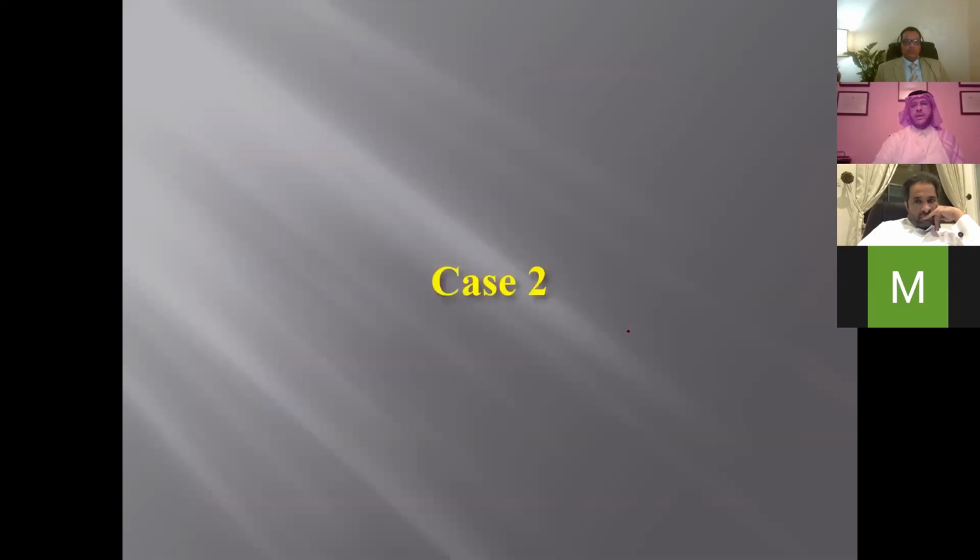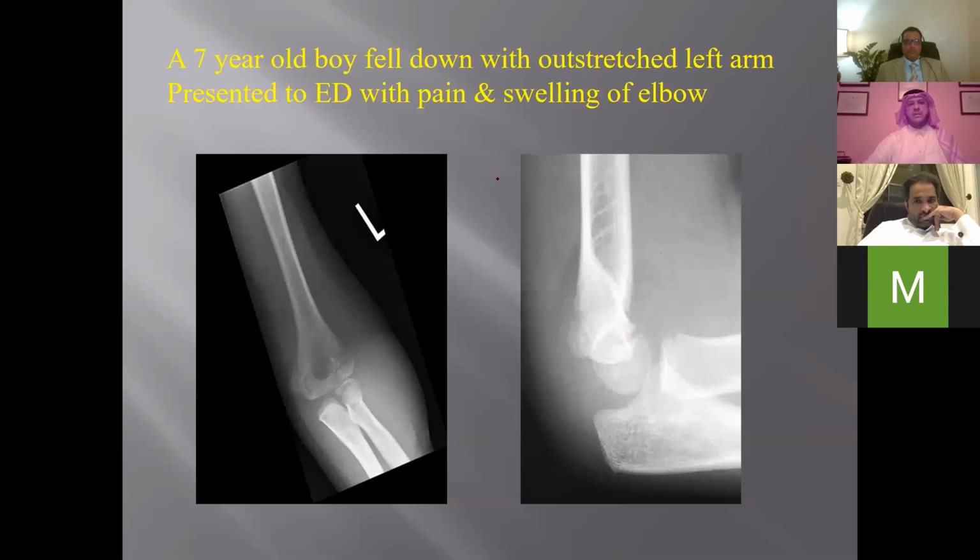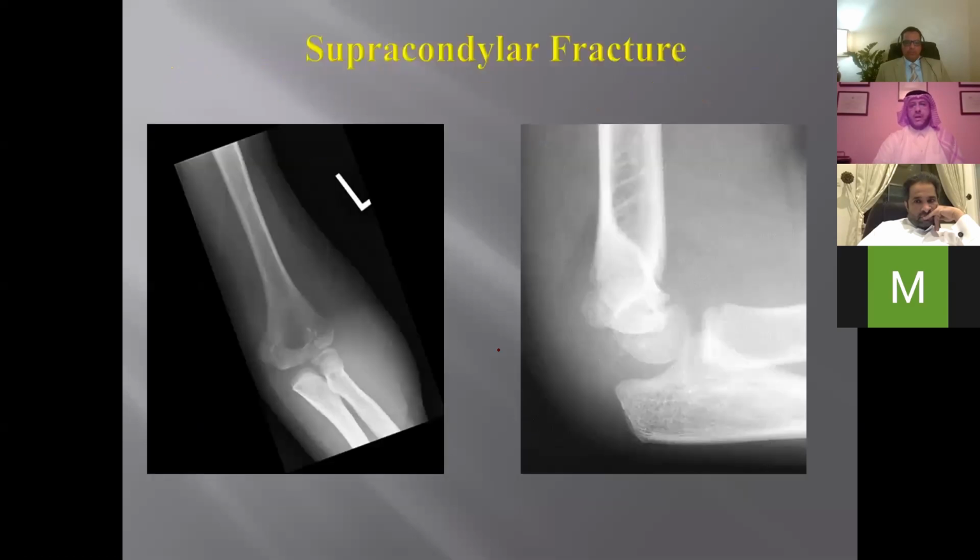So we're going to move to case 2. Again, this is a 7-year-old boy who fell down on an outstretched left forearm and presented complaining of pain and swelling of the elbow. As you see, there is a kind of deformity here, maybe on the distal part of the humerus, and maybe some edema here. Let's talk about some tricks here. This is a supracondylar fracture, as you know.